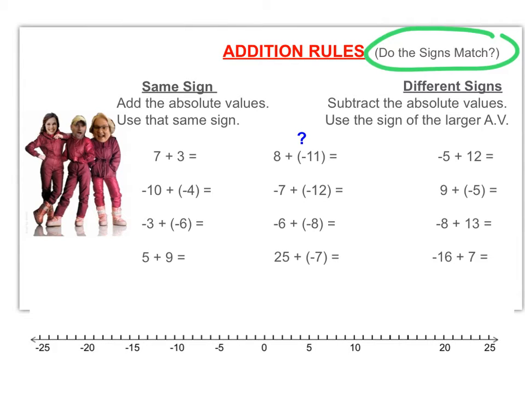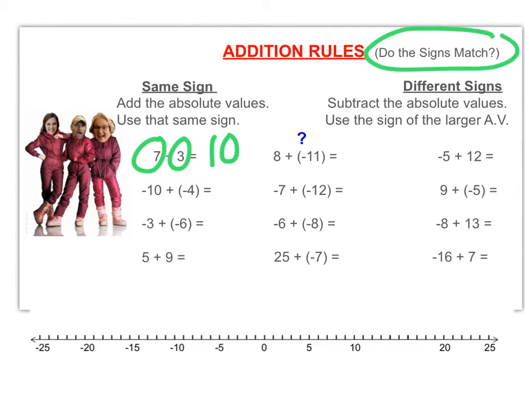If they have the same sign, that means they're on the same team. So basically, you add and use that same sign. I always think about it like a war. If I had 7 on team positive and 3 on team positive and they meet up, they're not going to fight each other. We add their absolute values, and then we use that same sign. They're both positive, so my answer is positive.